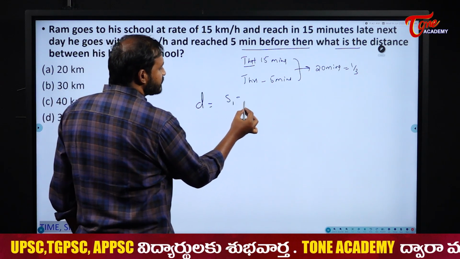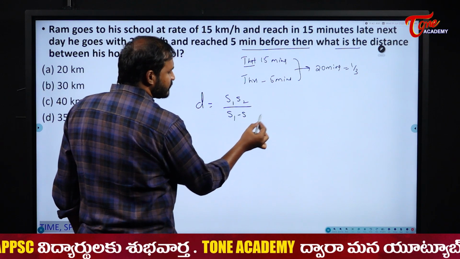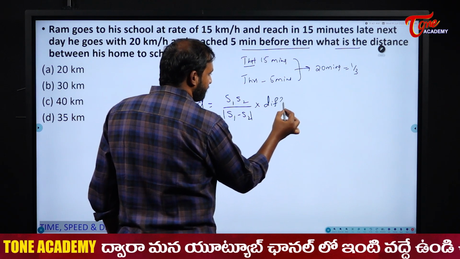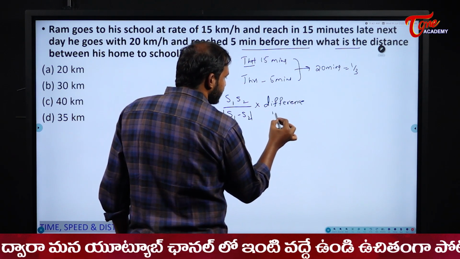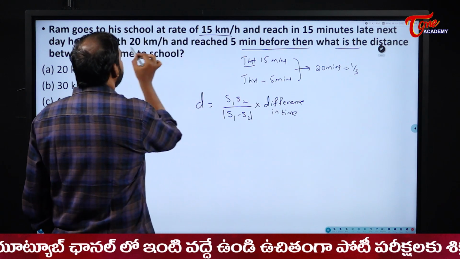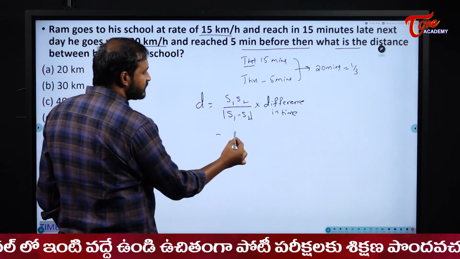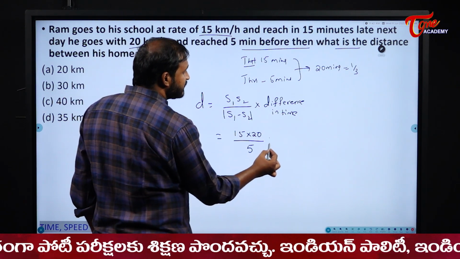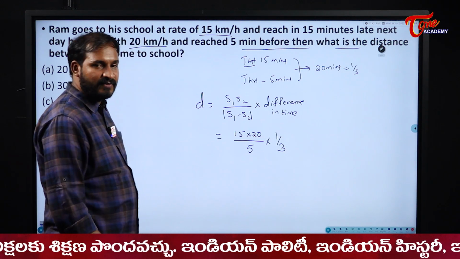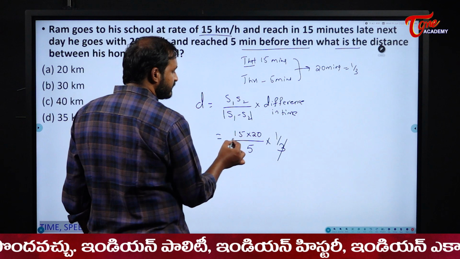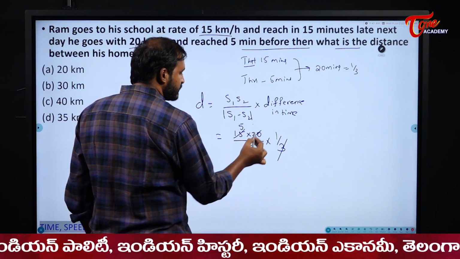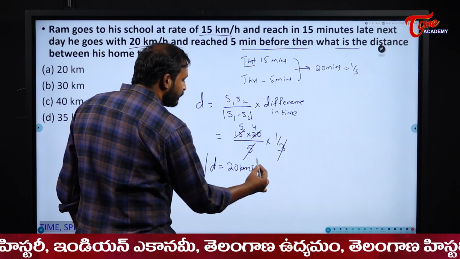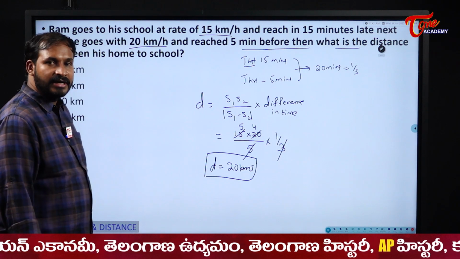Distance is equal to S1 S2 by S1 minus S2, into difference in time. So what are the speeds? 15 kmph and 20 kmph. So 15 into 20 by the difference between 15 and 20, which is 5, and the difference in time is 1 by 3. So now cancel it: 3 ones, 3 fives, 5 ones, 5 fours. So the distance here becomes 20 kilometers.